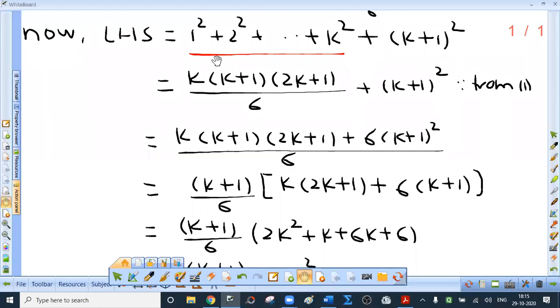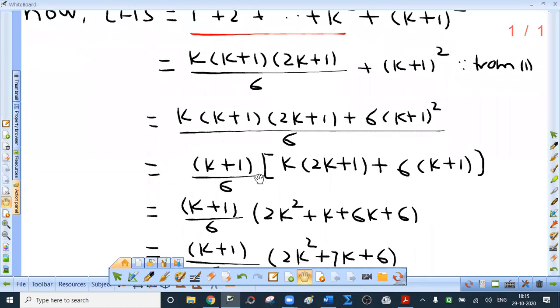Now it is LHS: 1 square plus 2 square up to k square plus (k plus 1) square. Now for the underlined terms, what is the sum? k into (k plus 1) into (2k plus 1) upon 6, plus this term as it is. Now you know how to add fractions, LCM and so on.